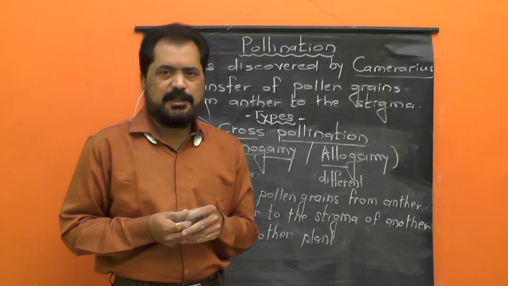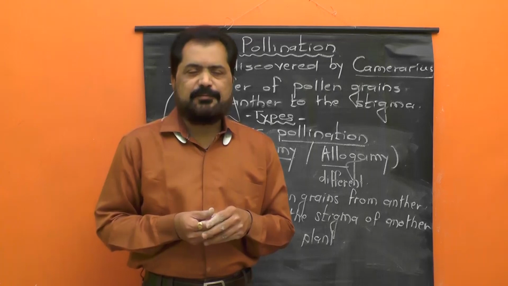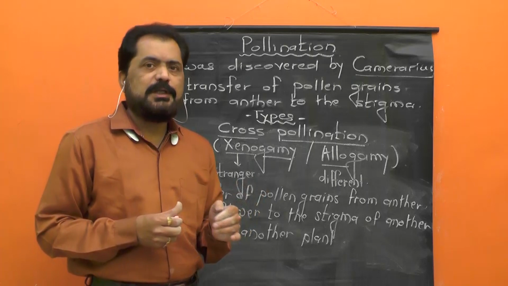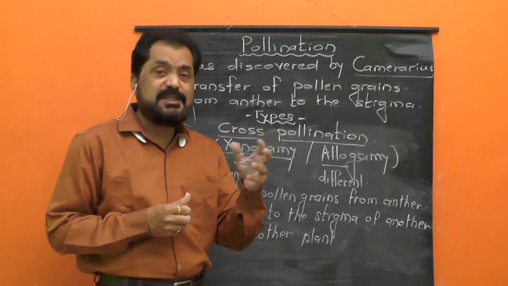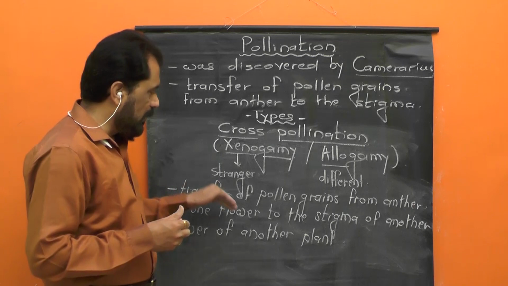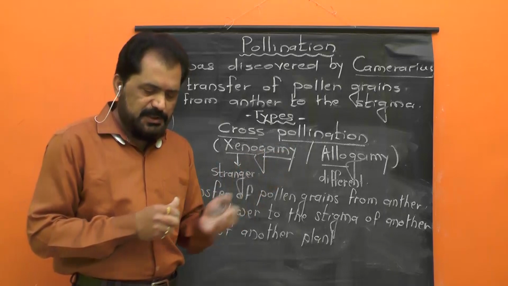Pollinating agents or agencies of pollination, or simply we can say different types of cross pollinators. So here first of all we have to study about the different pollinating agents, different agencies of pollination which bring about cross pollination, which bring about transfer of pollen grain from anther of one flower to the stigma of another flower of another plant. So let us talk about that, agencies of pollination.